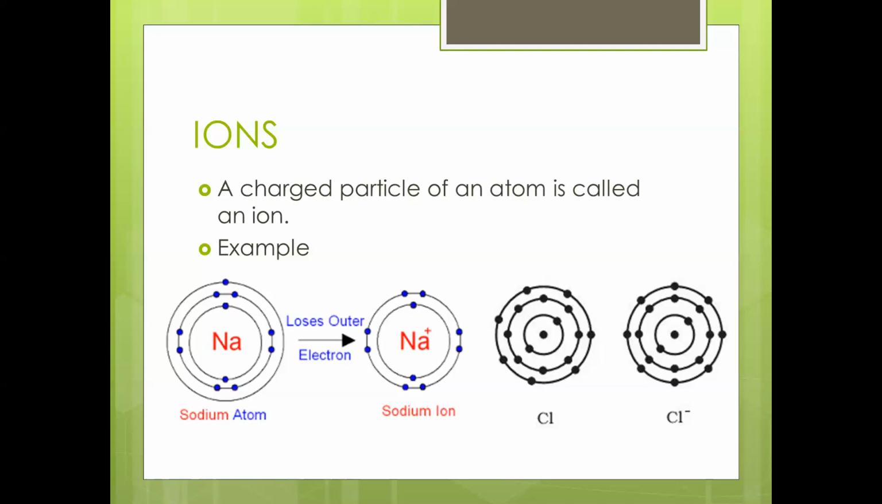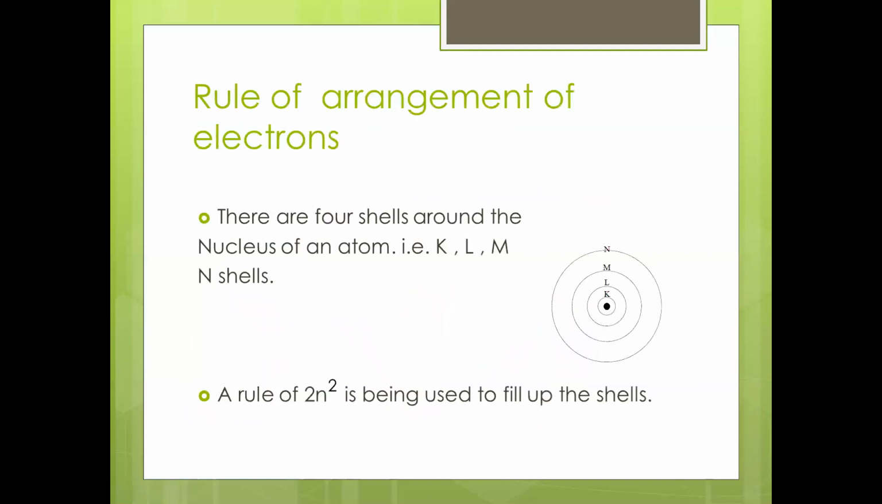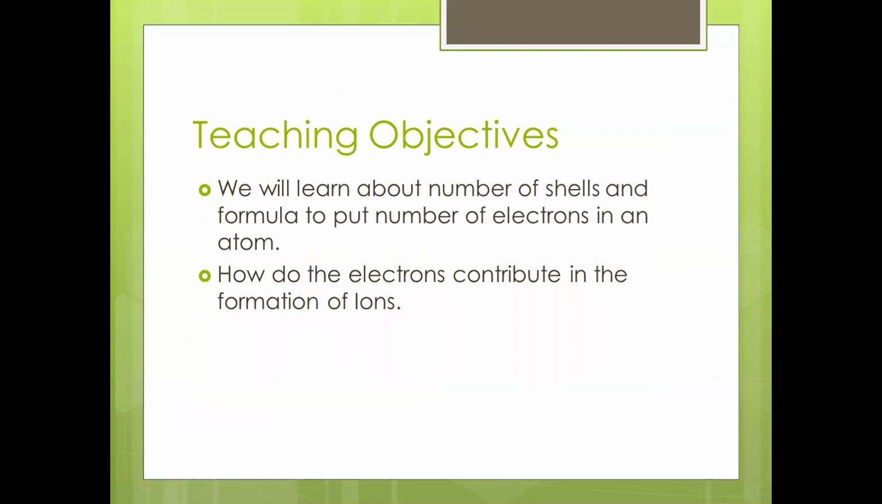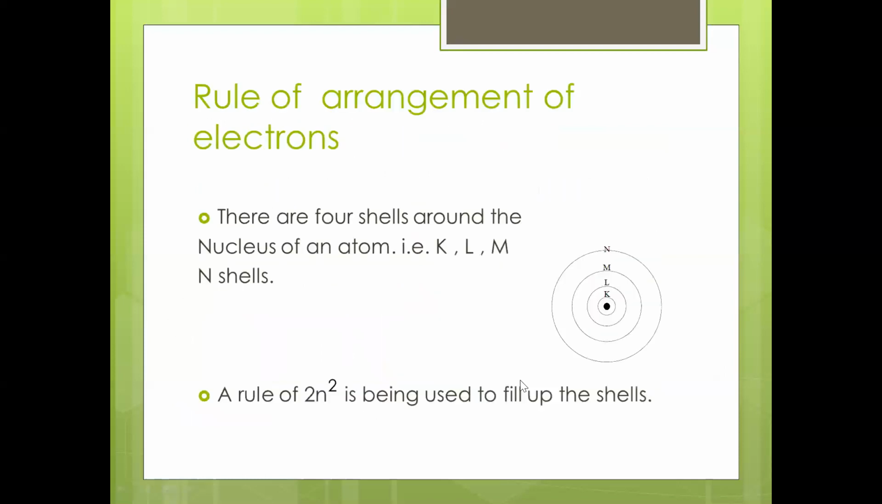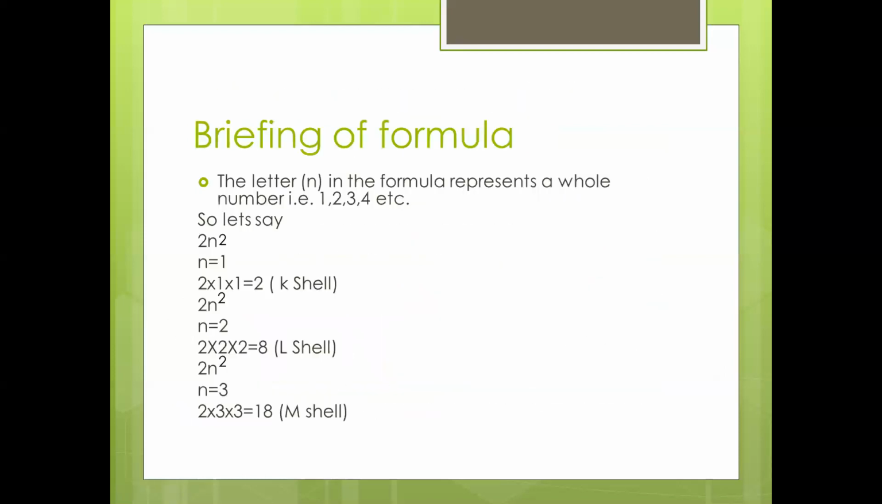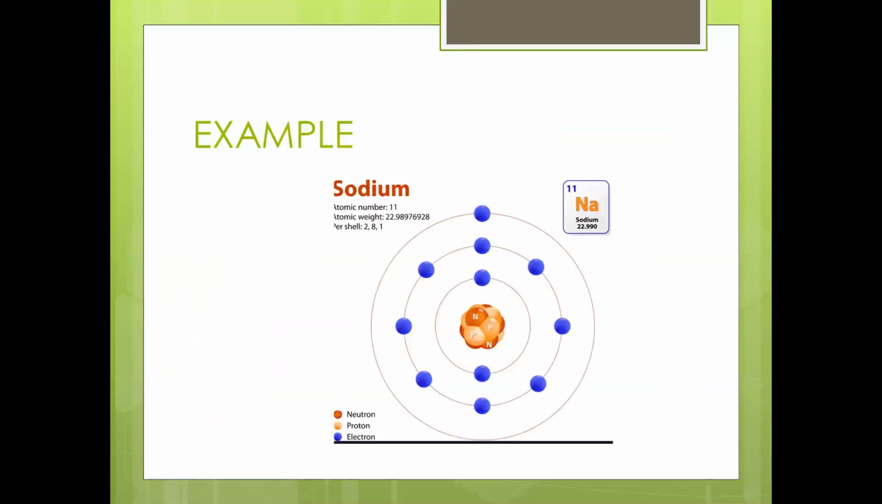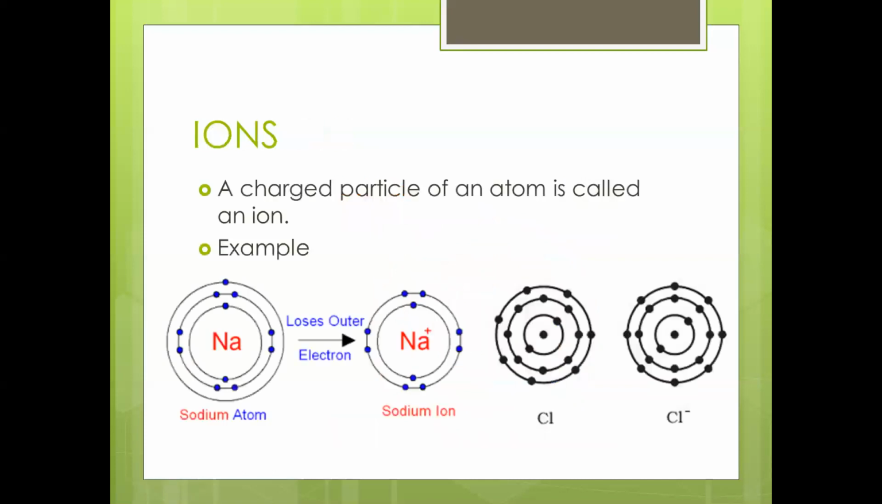So that is all from the class today. Today we have learned about the arrangement of electrons, the formula and the rule suggested by Bohr and Rutherford. Then we have learned about the rule of 2n squared. Then we have looked at this example of sodium. And then in the last, we have discussed this ion.